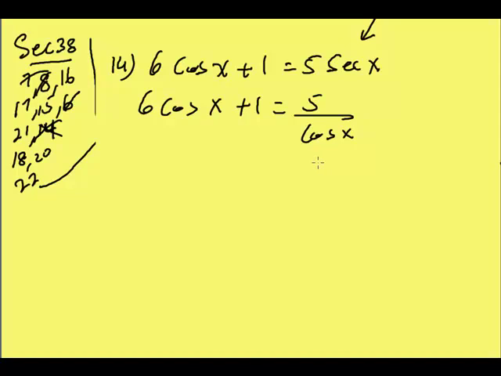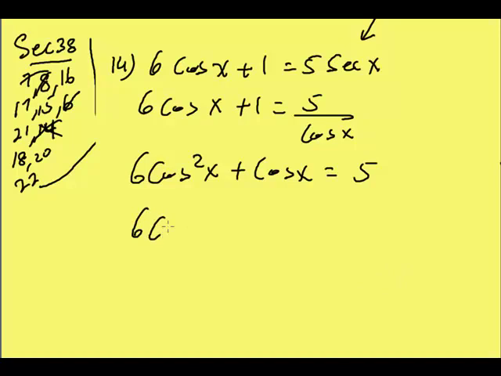Huh? Ancient Indian secret? No. Just multiply everything by a common denominator. What's my common denominator? Cosine of x. So this is going to be 6 cosine squared x plus cosine of x, okay, is equal to 5. All right, it looks like a quadratic to me. So once it's a quadratic, I now have to take everything to one side. Okay, so 6 cosine squared x plus cosine of x minus 5 is equal to 0.